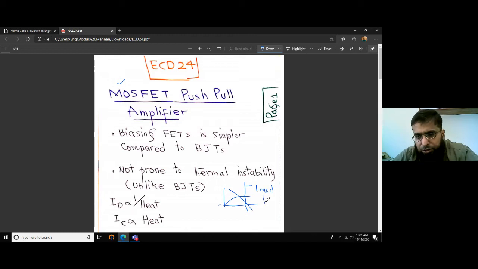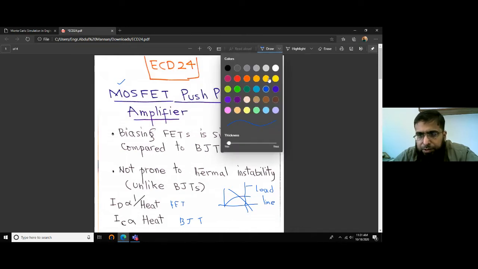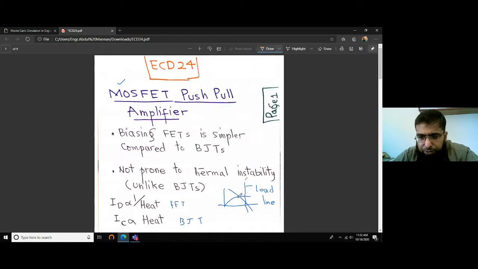So this was the DC load line, the strange looking vertical DC load line. And IC in the case of BJTs is directly proportional to heat, and it can cause thermal instability in BJTs. But in FETs, it's not the case. In FETs, the expression is reverse. The current ID is inversely proportional to heat, so therefore we cannot have this thermal instability that we encounter in the case of BJTs.